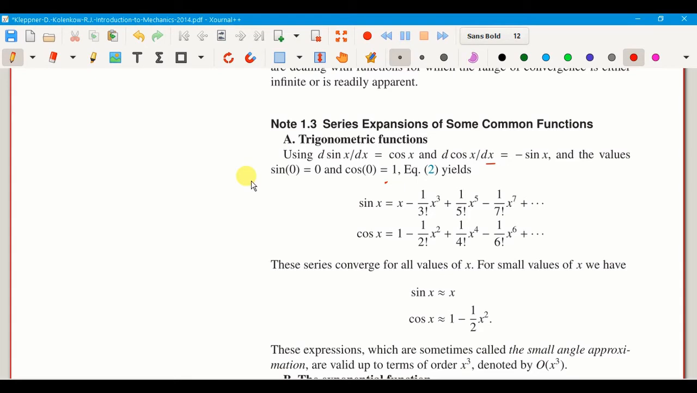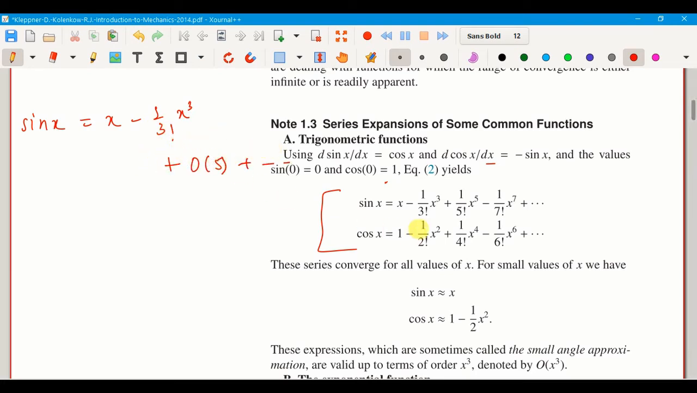Now series expansion of some common functions, as has been described, sin x and cos x. So sin x has a series like x minus x cubed by 3 factorial plus order of x to the 5, and so on.